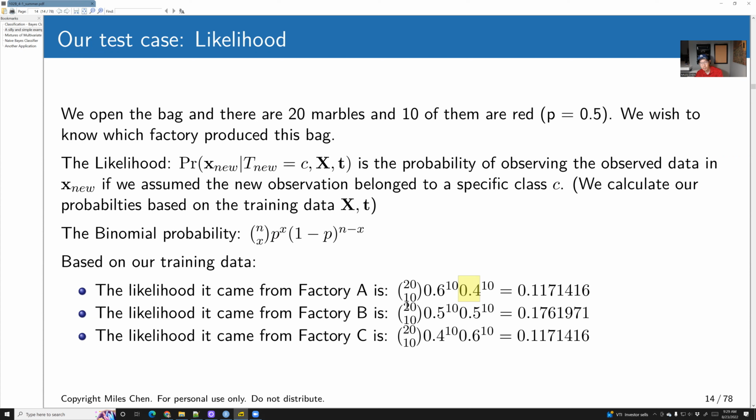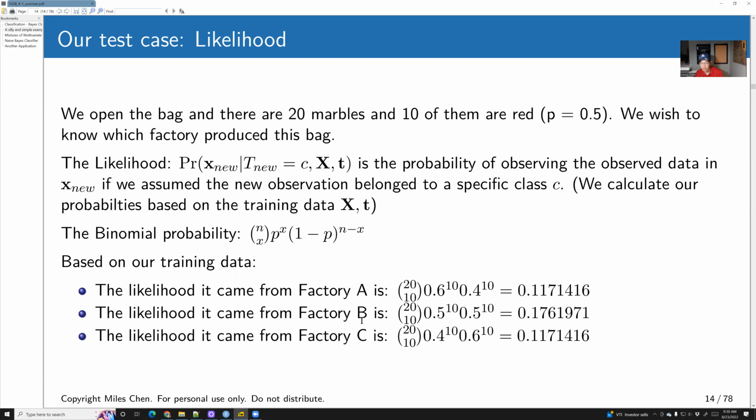For factory B, the probability of being red, p, is going to be 0.5. And then for factory C, the probability of being red is going to be 0.4, okay? And so we go through our calculations. We have 20 choose 10, 0.6 to the 10, 0.4 to the 10, and we get a little under 12%, 0.117. For factory B, we get a likelihood a little under 18%, 0.176. And then for factory C, we also get the same likelihood as factory A, 0.117, okay?